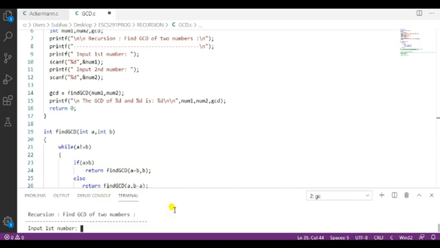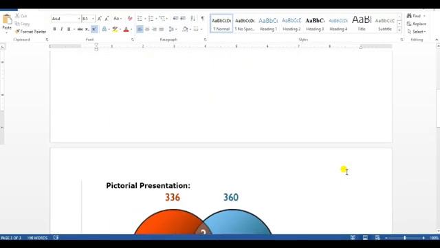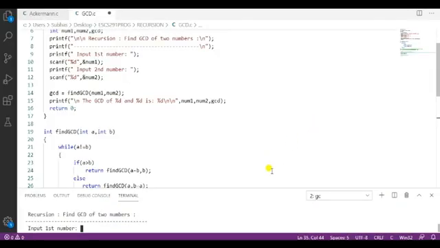So input the first number. What is the input of the first number? Let me take this one. Okay, 336 and 360. The first number is 336, and the second number is 360, and the GCD is 24.